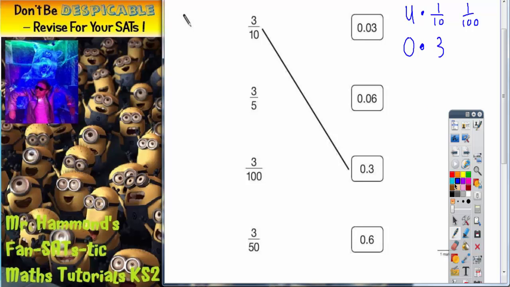If we write a 3 in the hundredths column for this one, 3 goes there, and 3 in the hundredths column means there's no tenths and no units, and we've still got the decimal point. So 3 in the hundredths column means the decimal is 0.03. So 3 in the hundredths column, or 3/100ths, has got to be joined to that one there.